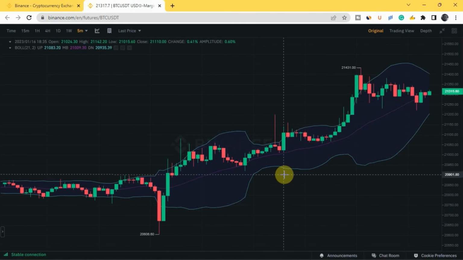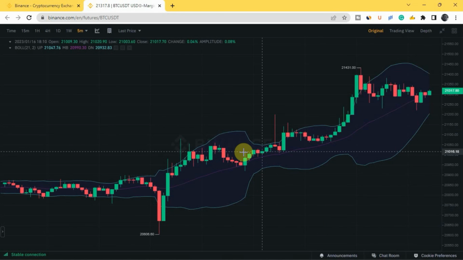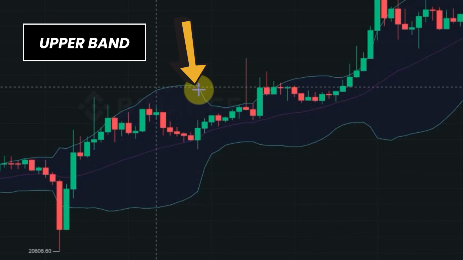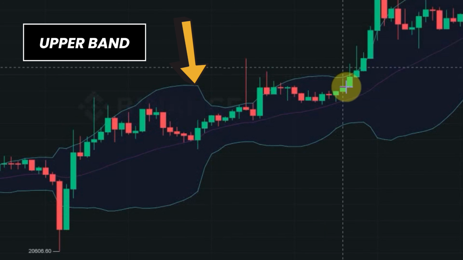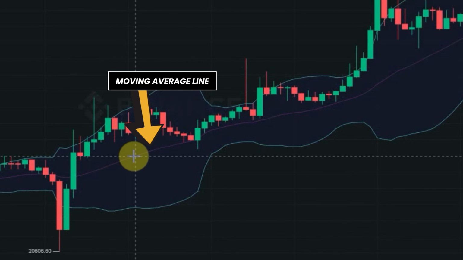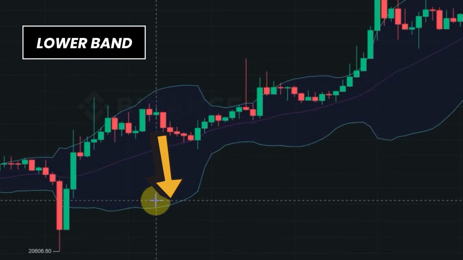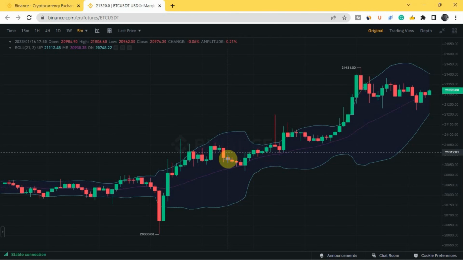These three lines, I need you to take note of them. The line at the top is called the upper band. You can see this line at the top right here, that is the upper band, while the one in the middle is called the moving average line. The line at the bottom side is called the lower band. So these are the three lines that you need to take note of for the Bollinger Band.